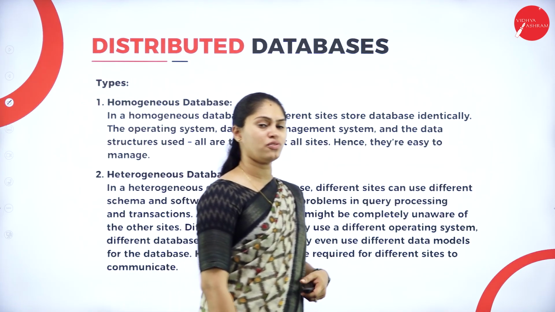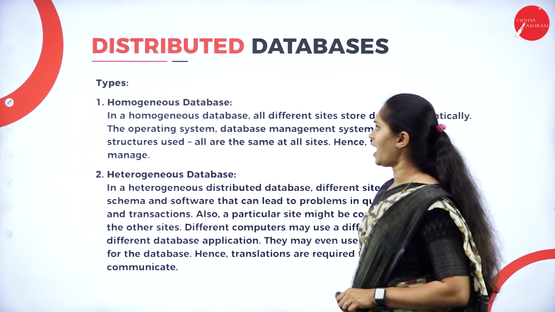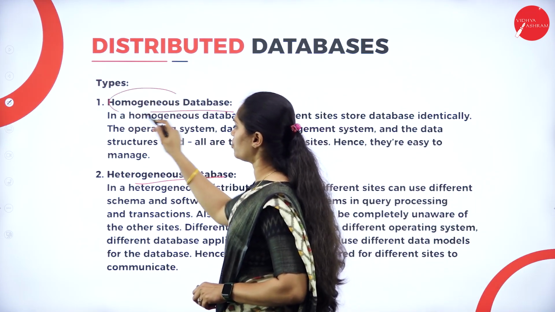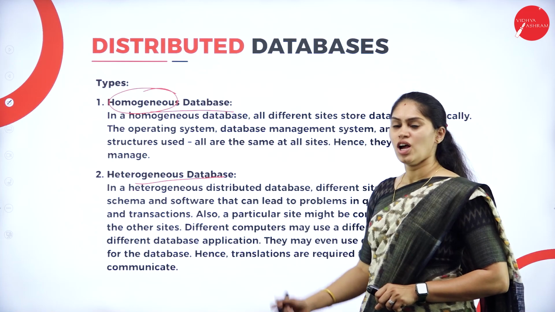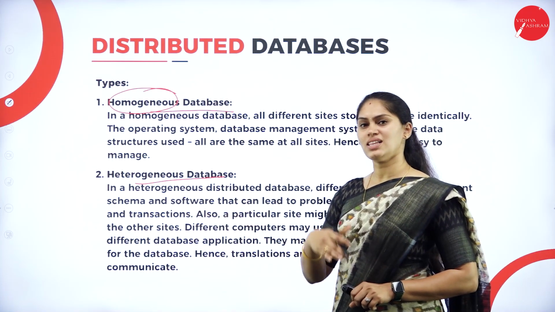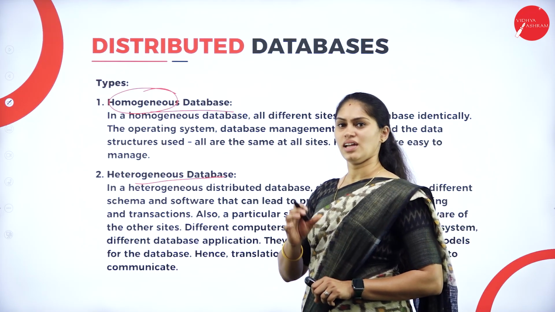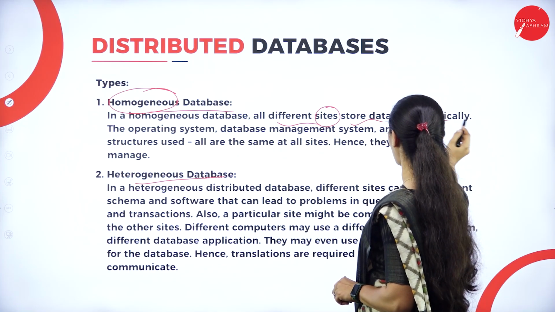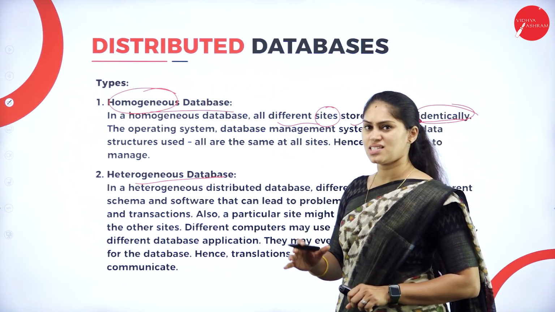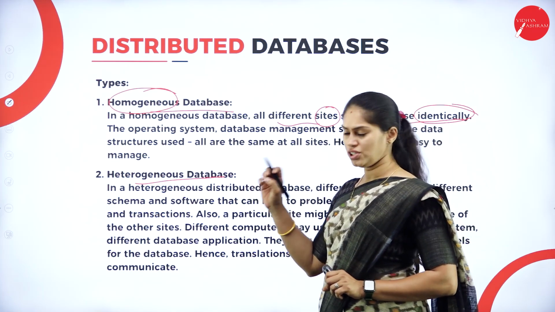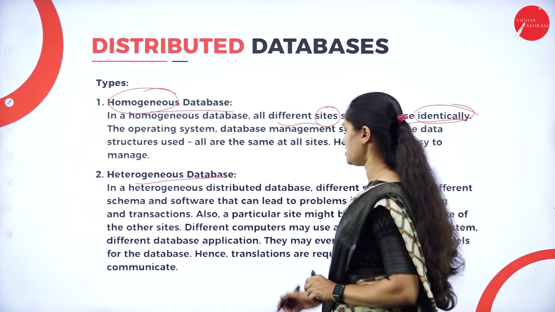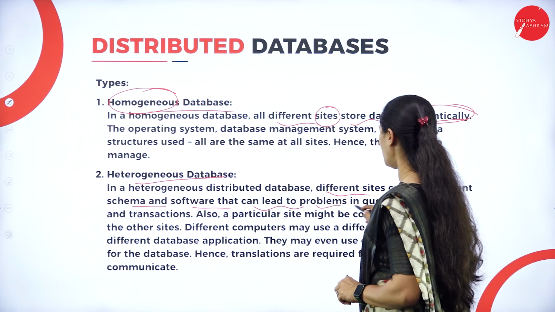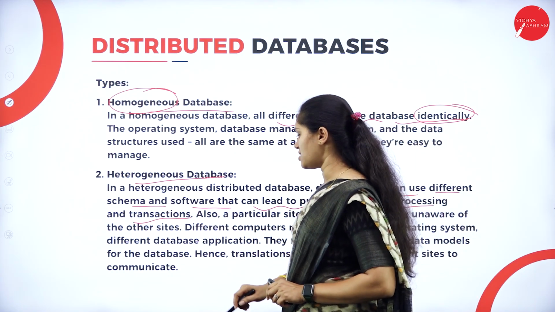Fine. Then what are the types of distributed database we have? We have homogeneous database and heterogeneous database. When it comes to homogeneous, it is of the same type: whatever the number of sites we have, all the sites should follow the same pattern in order to store the data. In homogeneous, all different sites will store the database identically, using the same kind of methodology. But when it comes to the heterogeneous database, different sites can use different schemas and software, which can lead to problems in query processing and transactions.